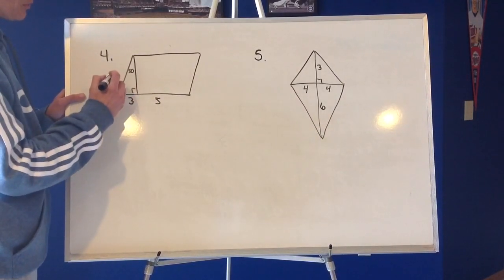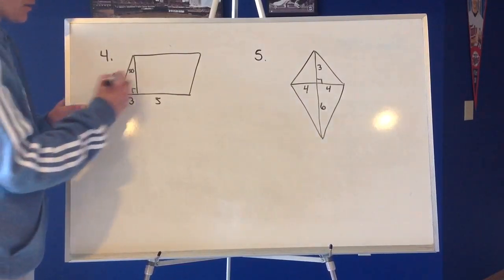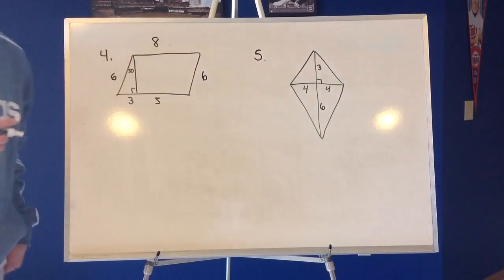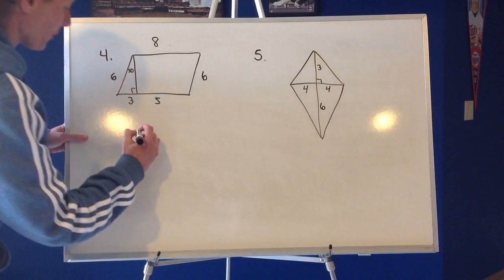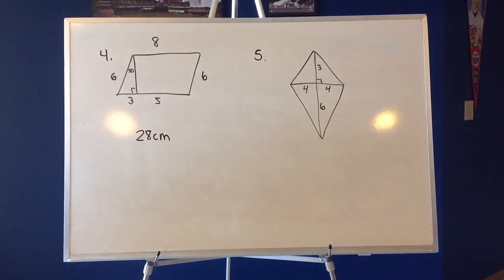If the short side's 3, then the hypotenuse would end up being 6. Okay, so then that means this side would be 6, and if this one's 8, then this one would be 8. Okay, so you could add all those together, and you would end up with 28, I believe it was centimeters on that problem when you add all of those.